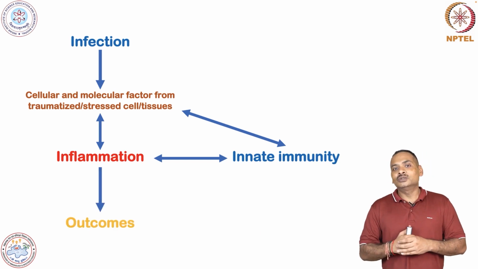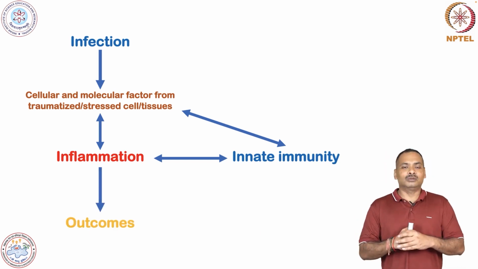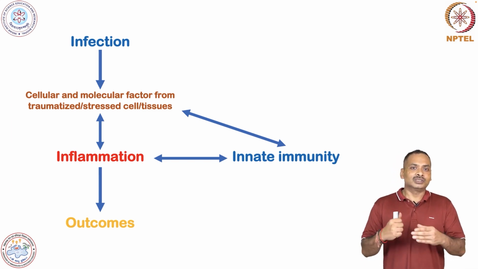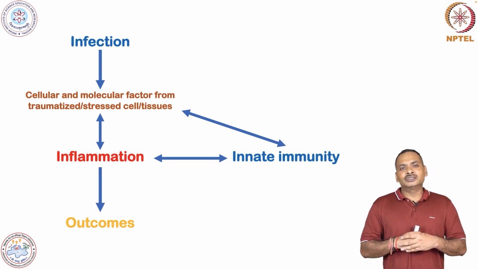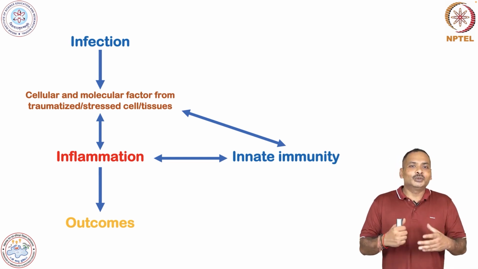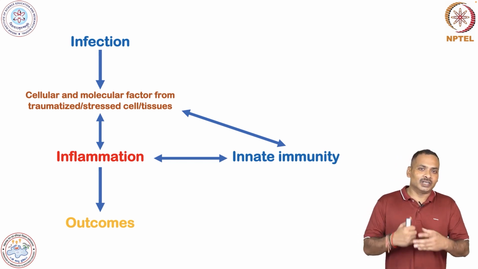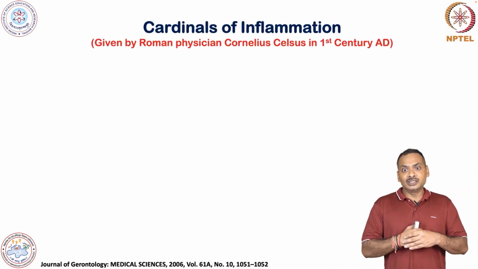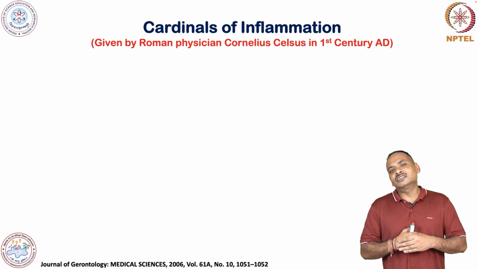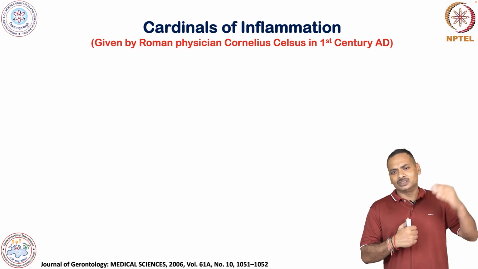Today I will also take you through more complex things of inflammation. I will not go into too much complexity, but I will just touch upon all those points. So this inflammation concept is not new. This concept is very old, and it was given by a Roman physician. His name is Cornelius Celsus, and he gave this concept of inflammation in the 1st century AD. It's a very old concept.